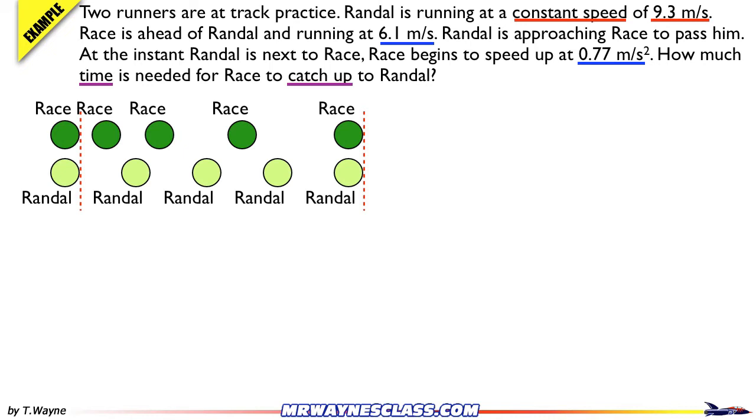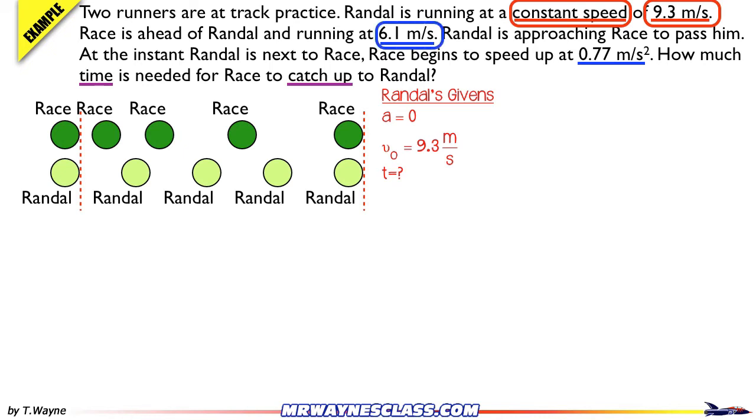So if I'm looking at my givens, I'll look at Randal's givens. They're the ones in red up here. If I list my givens, I can see that the constant speed means the acceleration is equal to 0, and the initial velocity is 9.3 meters per second for Randal. So all those numbers relate to Randal, and the time is what I'm looking for.